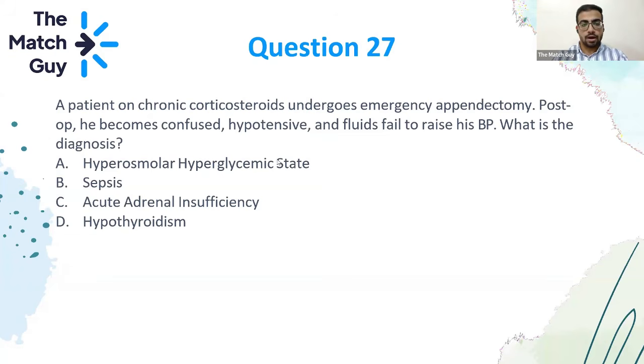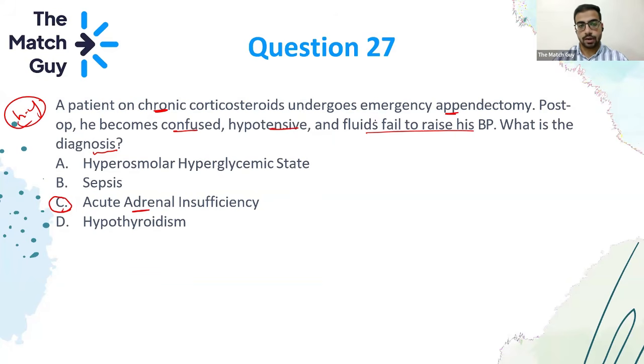Okay, perfect. So this question, we have a patient on chronic corticosteroids undergoing emergency appendectomy. Post-op, he becomes confused, hypertensive, and fluids fail to raise his blood pressure. What is the diagnosis? Okay, a lot of you guys already answered it. Perfect. It is C. Why C? Acute adrenal insufficiency. This is one of the most important and high-yield questions, most common in any exam. So why C?